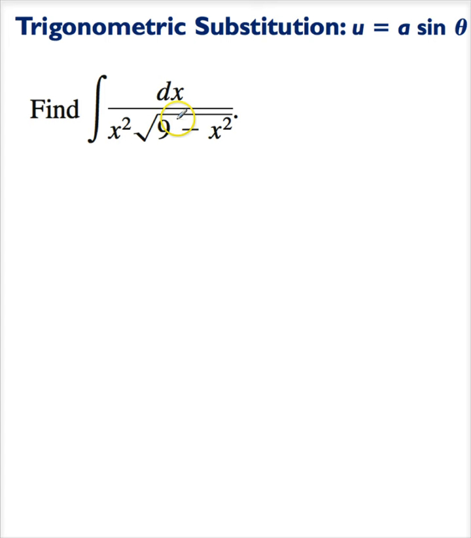Now let's try one. Suppose we have the integral of dx over x squared times the square root of 9 minus x squared. Well, it's of the form the square root of a squared minus u squared. All right. So the first thing I want you to do is draw your triangle. Label your angle. All right.